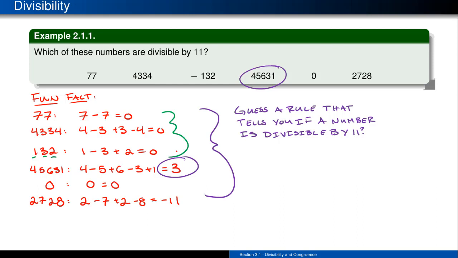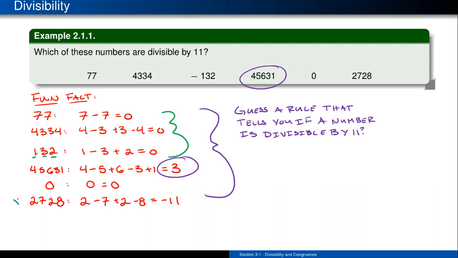Well, the interesting thing is that when you look at the number 45631, and you do this alternating sign, so 4 minus 5 plus 6 minus 3 plus 1, it kicks out that 3. And in this case, that's going to be something that is not 0. And in that case, that's actually going to be the test on whether or not this thing is going to be divisible by 11.